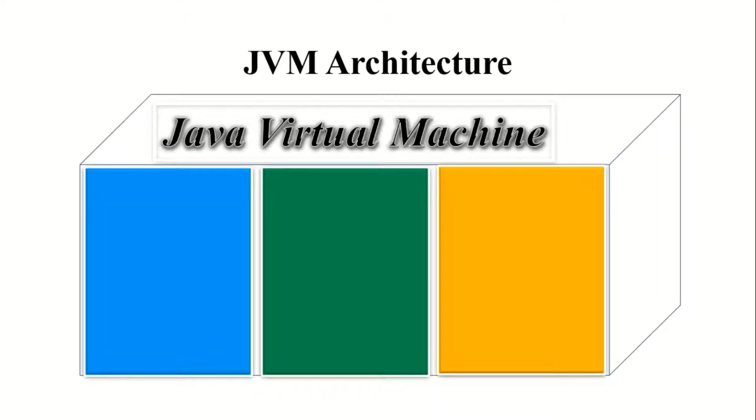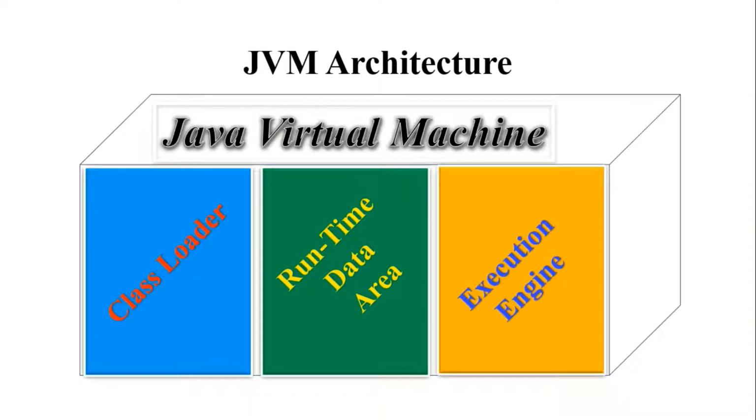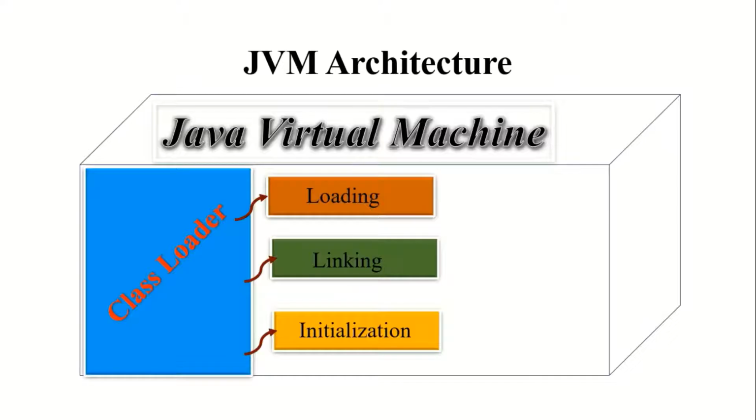Now let's talk about JVM architecture. The JVM, or Java Virtual Machine, has three specific components: class loader, runtime data area, and execution engine. The class loader is further divided into three components.